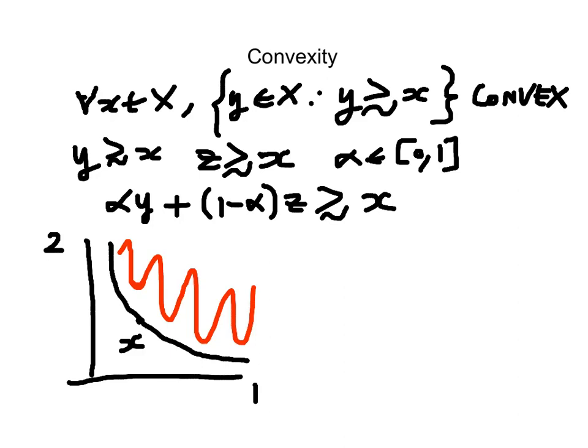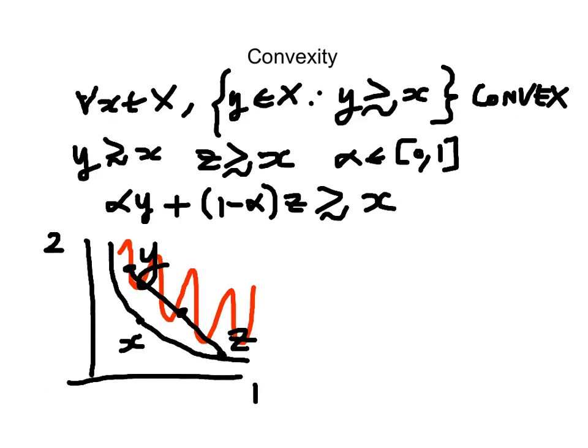Let me pick 2 points, y and z in that set. So here is y, here is z. I'm picking z directly on the indifference surface, but it doesn't matter. It could be anywhere in the upper contour set. Their linear combination here is in the upper contour set. Where I'm at here depends on what value I choose for alpha. If I pick alpha equal 0.5, I'm going to be halfway through here. This is my linear combination, and it must be at least as good as x.